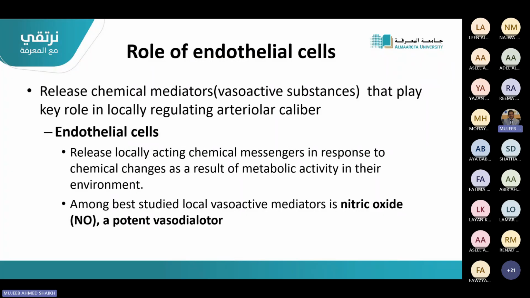So endothelial cells are also producing some substances. These are called vasoactive substances that play a key role in regulating the caliber, the size, of the vessel. Size could be big or small based on the release of certain chemical substances from the endothelial cells. These are the local chemical messengers. One important chemical released by the endothelial cell is nitric oxide, a potent vasodilator, because nitric oxide will cause vasodilatation.